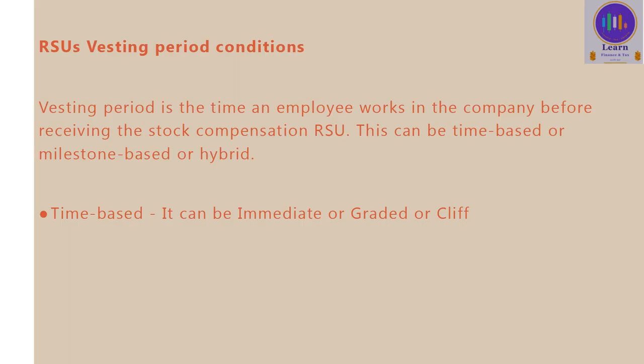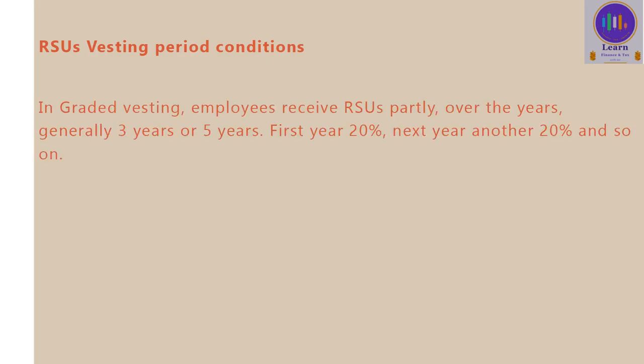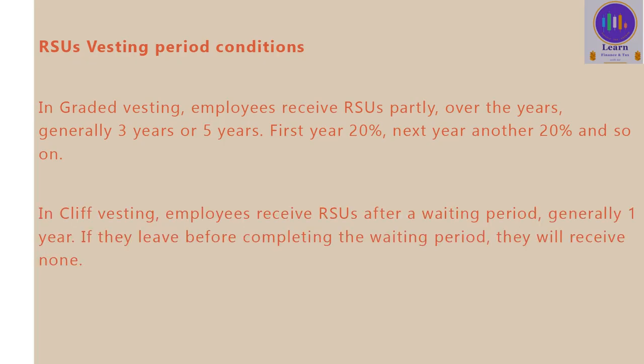In immediate vesting, the employees receive RSUs immediately upon accepting the grant. In graded vesting, employees receive RSUs partly over the years, generally 3 or 5 years. In the first year, they receive 20%, and the next 20 or 30, and so on. In cliff vesting, the employees receive RSUs after a waiting period, generally 1 year. If they leave the organization before completing the waiting period, then they receive none of the benefits.